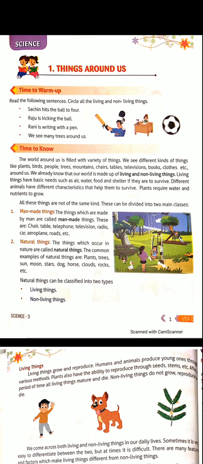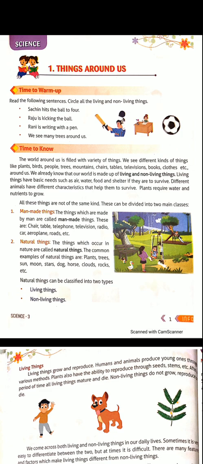Okay, coming to natural things. Things which occur in nature are called natural things. Examples are plants, animals, trees, sun, moon, stars, rock, etc. See, these things are not created by man. The natural things are not created by man. It already exists in nature. It is already present in nature. We can use these natural things to produce man-made things.